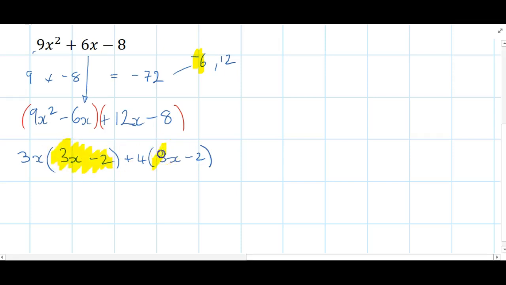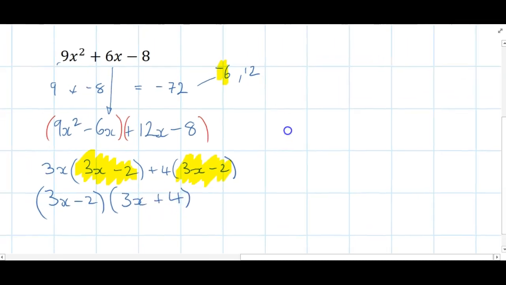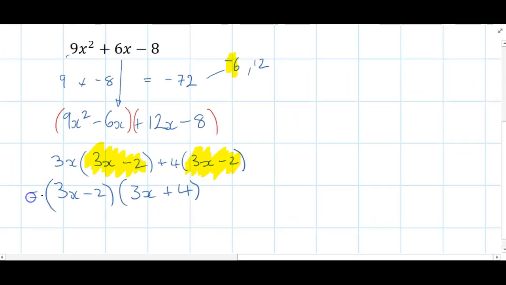Again, it factorises nicely. If you're not getting these two brackets the same, you're probably doing something wrong. You need to check your arithmetic. So 3x minus 2, and what's left outside the brackets is 3x plus 4. So that is how you factorise a non-monic trinomial. Have a go at some questions, and good luck.